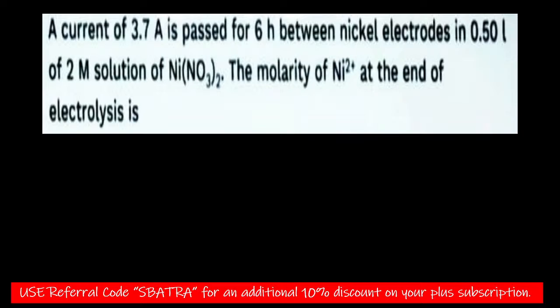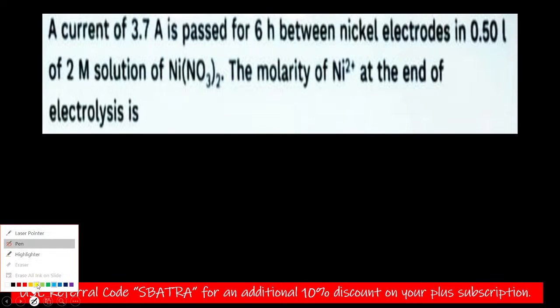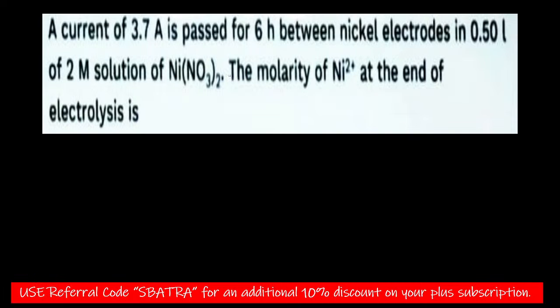What about others? Okay, see, what we are doing in this case, the question is simple. A current of 3.7 amperes is passed for 6 hours between nickel electrodes. Between nickel electrodes, that means the anode is nickel and the cathode is also nickel, right? That is what this statement is saying. A current of 3.7 amperes is passed for 6 hours between nickel electrodes in 0.50 liters of 0.2 molar solution of nickel nitrate. Okay, so this is the case. You have nickel electrodes at the anode and nickel electrodes at the cathode, and this is your electrolysis process.